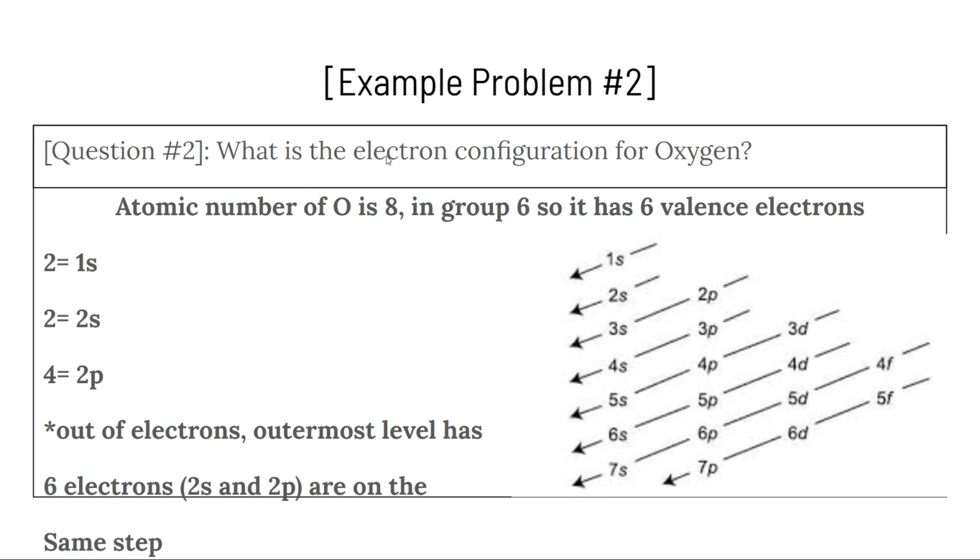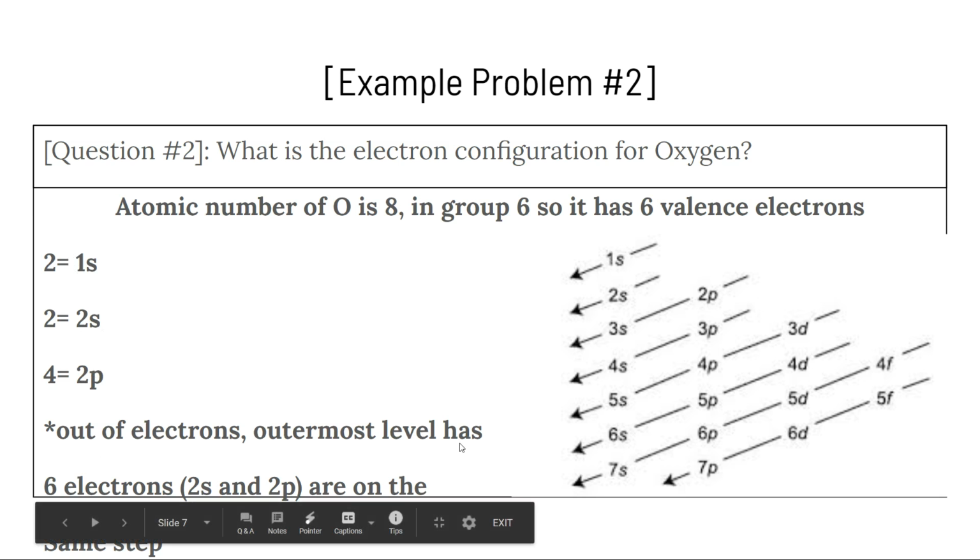Okay, example problem number 2. What's the electron configuration for oxygen? So the atomic number of oxygen is 8. It's in group 6, so it has 6 valence electrons. I'm going to put 2 electrons in the 1s orbital, 2 in the 2s, 4 in the 2p. Now I'm out of electrons.